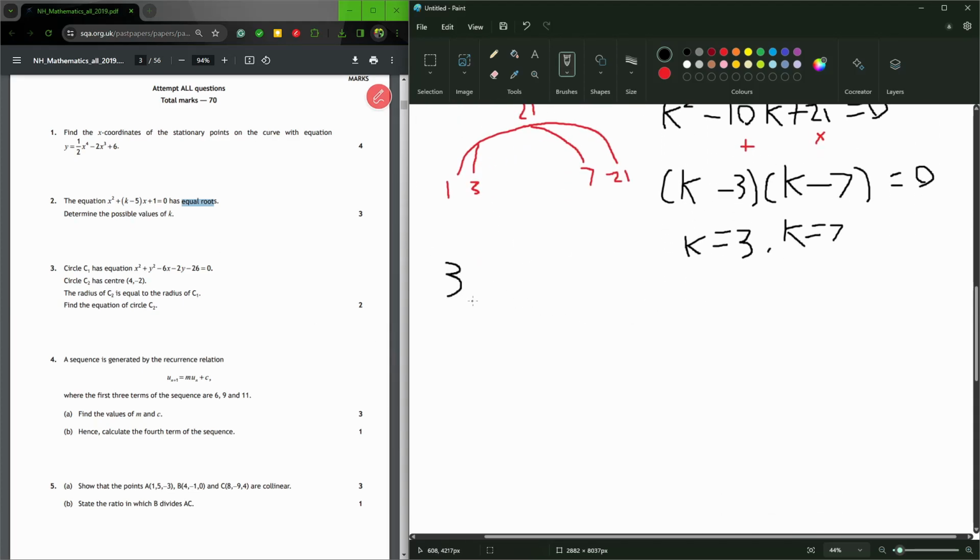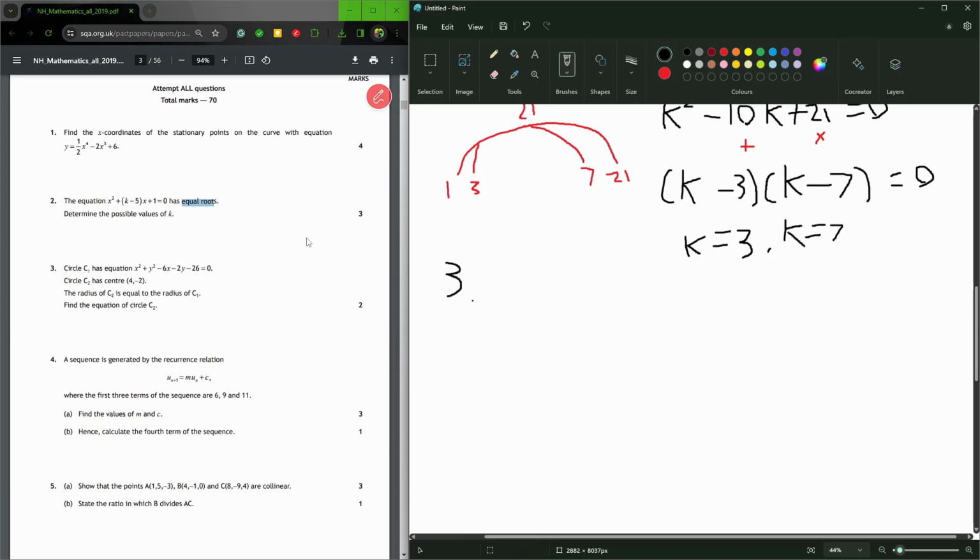Number 3. Circle C1 has equation x squared plus y squared minus 2x minus 2y minus 26 equals 0. Circle C2 has center (4, minus 2). The radius of C2 is equal to the radius of C1. Find the equation of C2.